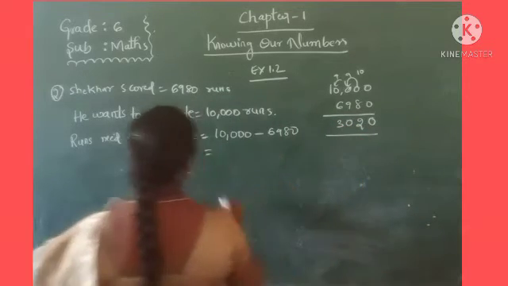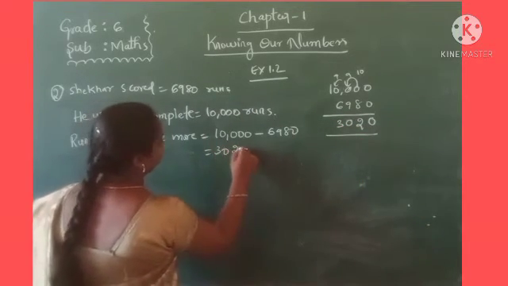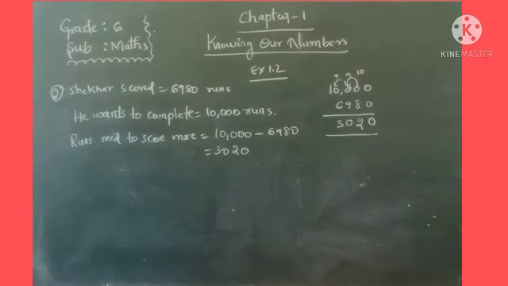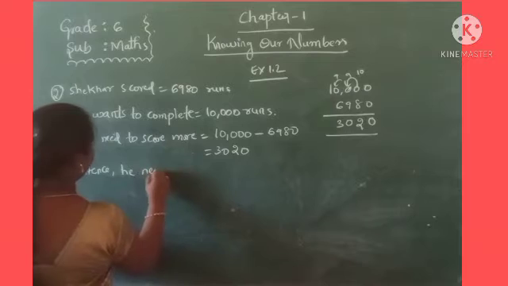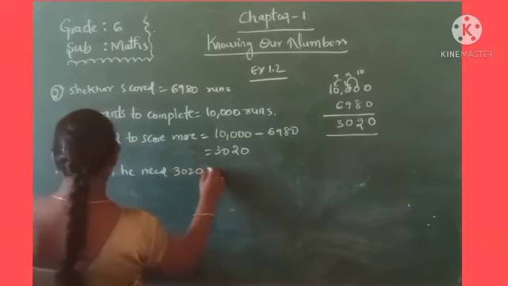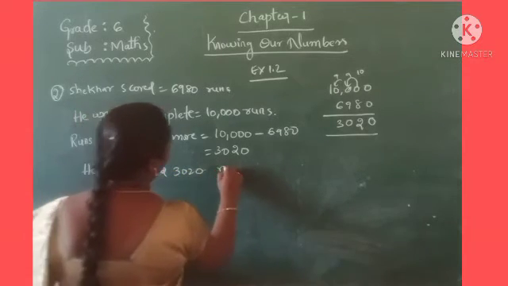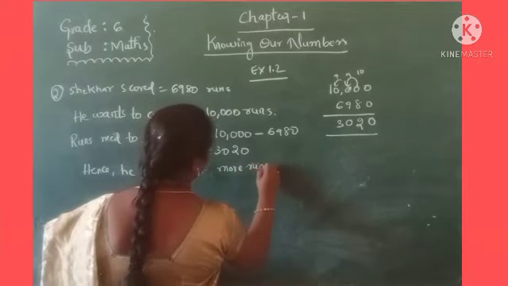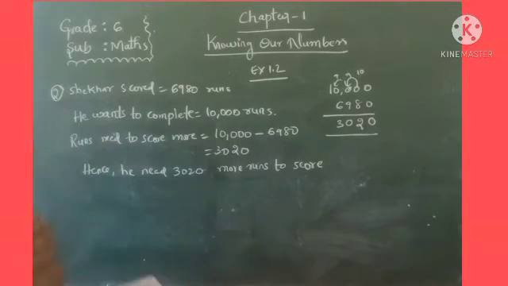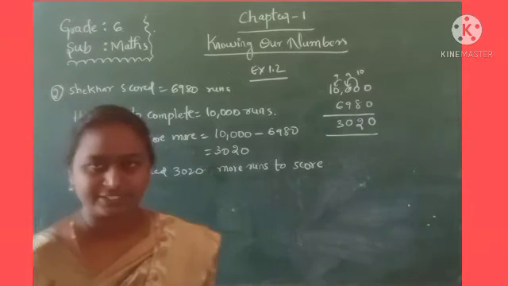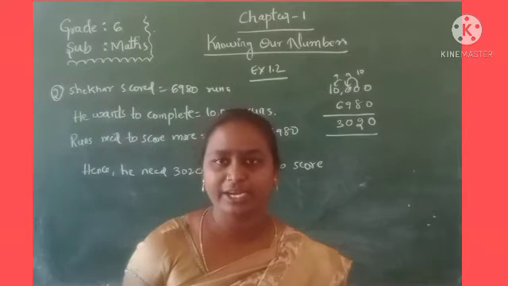So how many runs does he have to take? The more runs he needs to score means how many runs? 3,020 runs. Hence, he needed 3,020 more runs to score. When it says how many more, you have to do the subtraction. Total means you do the addition.